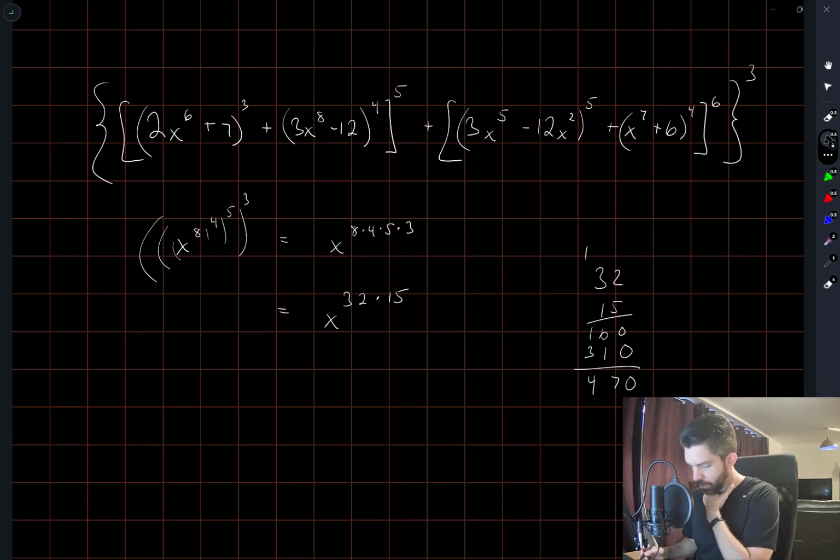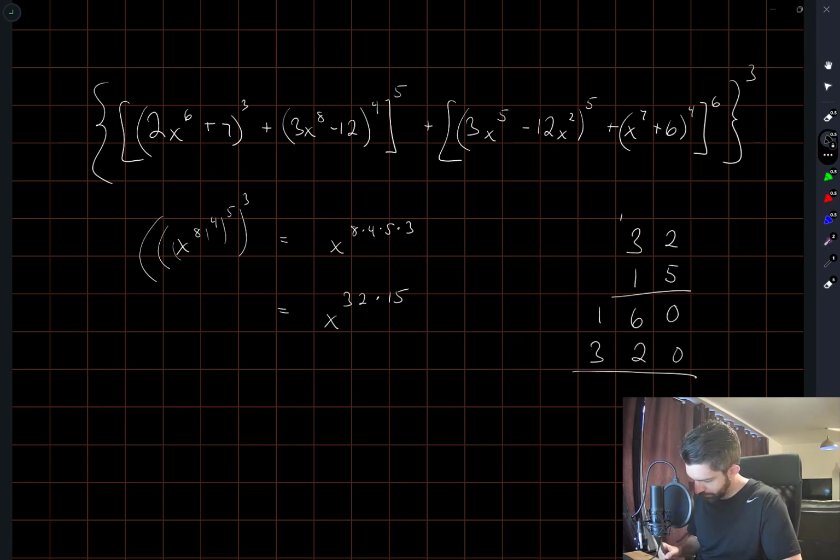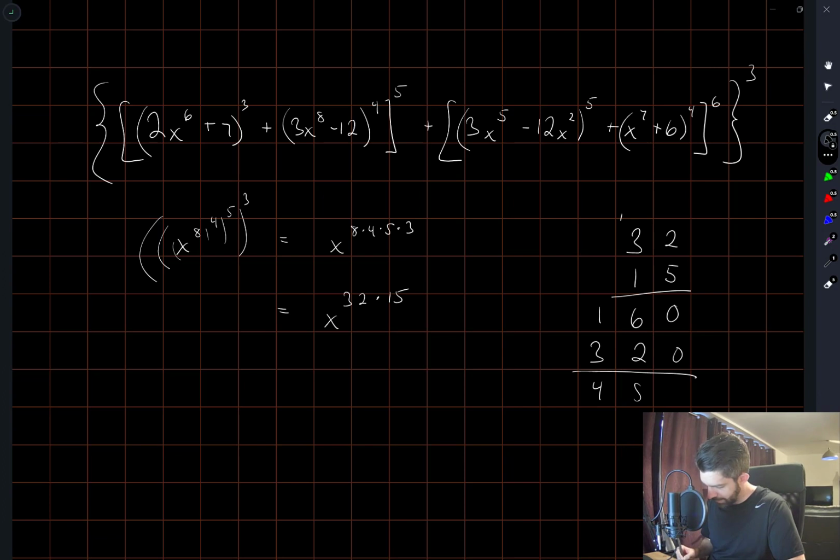Okay, so I get a 470 on that one. So perhaps that's not one of the options that we're given, which means we can probably rule out the x to the 424 and x to the 450. I hope I did this multiplication correctly. Let me just redo it in my head. I did not do it correctly. But it doesn't matter, because 480 is, again, not one of the options that we're given.